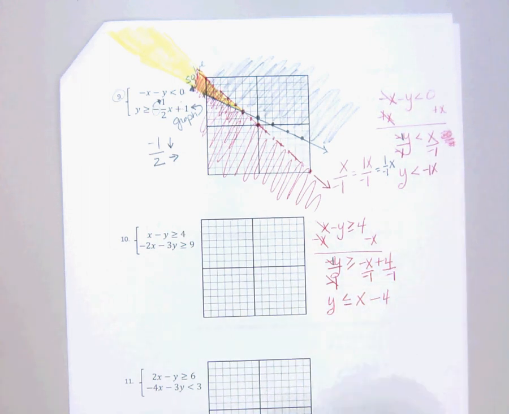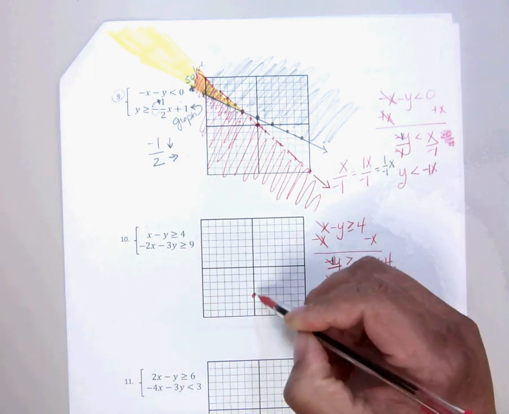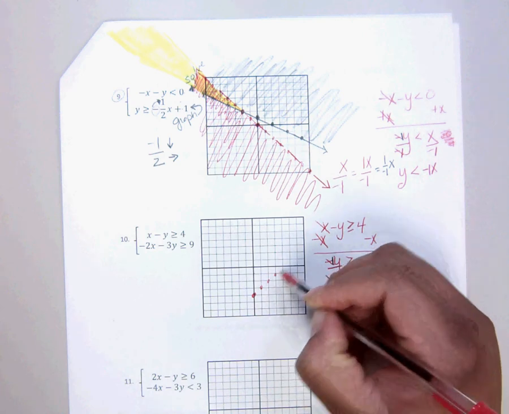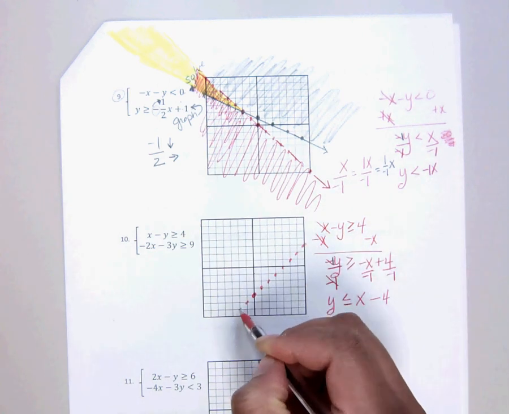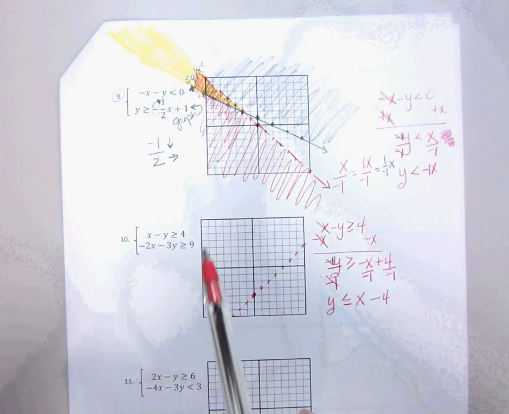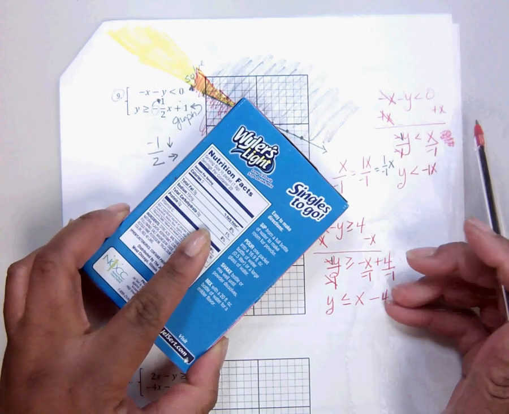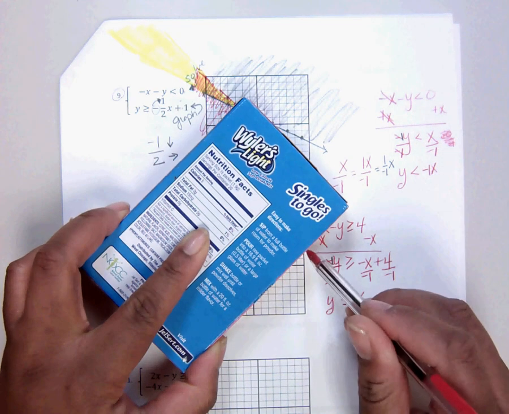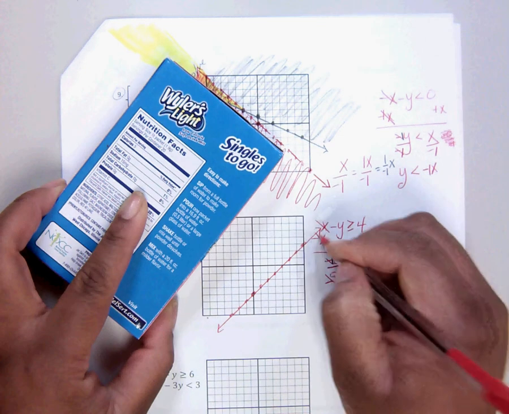And now we graph it. 1, 2, 3, 4, and then up 1 over 1, down 1, left. We connect it with a solid line and shade below, shade down. So we need a solid line. Shade down.